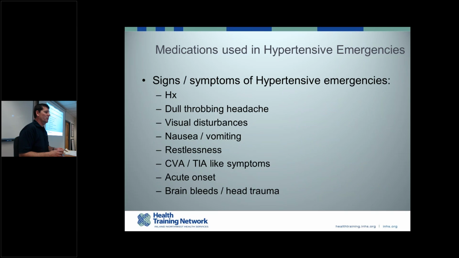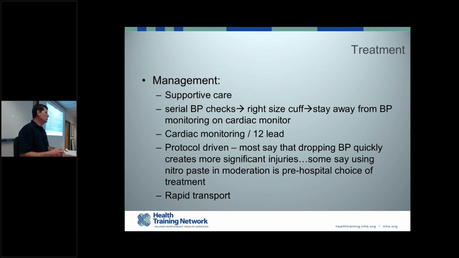And our signs and symptoms that we're going to see: big things on this, we're going to have a history of it. Headache is going to be a prominent aspect. Other visual disturbances, nausea and vomiting, restlessness, strokes or TIA symptoms, acute onset, brain bleeds, head trauma, all these can definitely come associated with hypertension and causes, and it has a lot of effects on the body. Big things management-wise is supportive care based on what's needed, right?